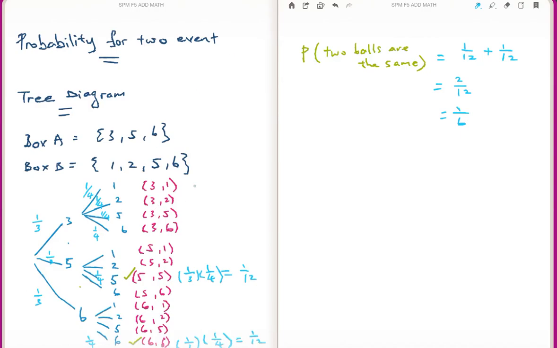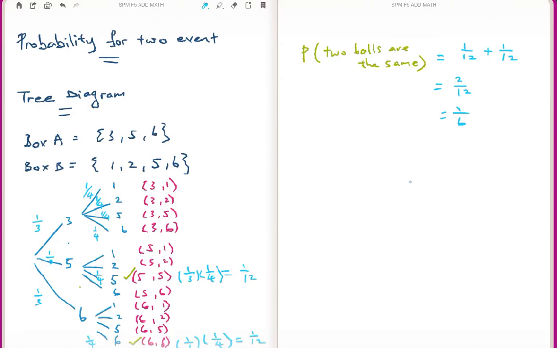And there are actually 12 outcomes: 4 times 3 is 12. There are 2 of them that are the same. This is how you normally do it. Or they may ask for the sum of the two numbers being more than 5, then you find out how many out of 12. So simple and quite straightforward in this sense.